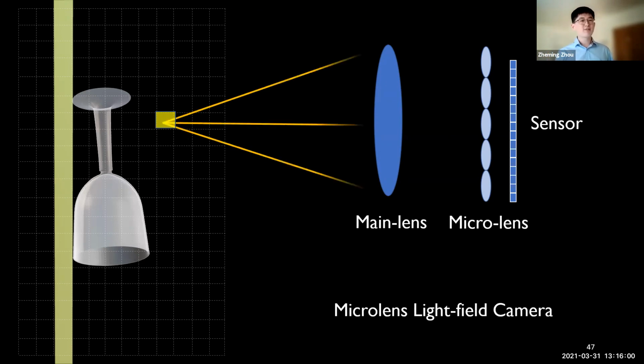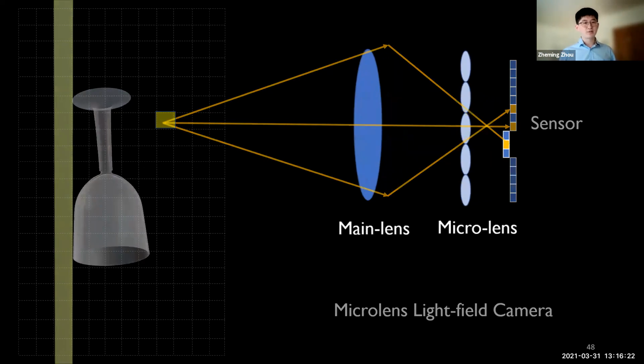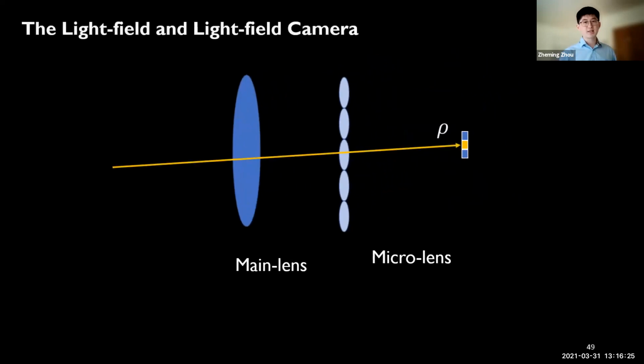So if we investigate the same light rays coming from the cell, we can see that the sensor still captures the intensity information of the light ray, but because of the relative position between the micro lens and the sensor plane, we also capture the direction of the light. Since we are talking about the light field camera and the light field, let me talk a little bit about the background of the two things.